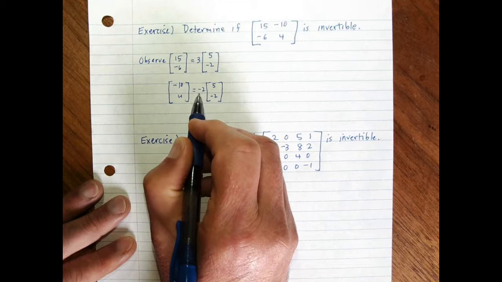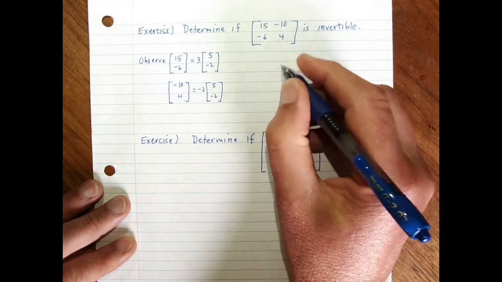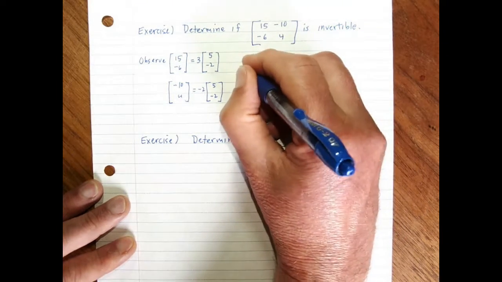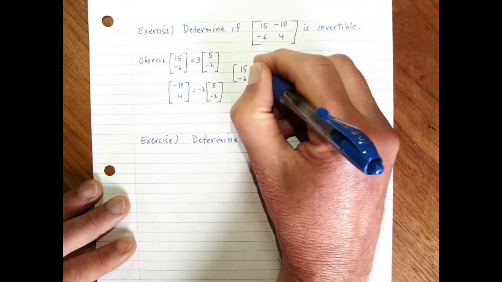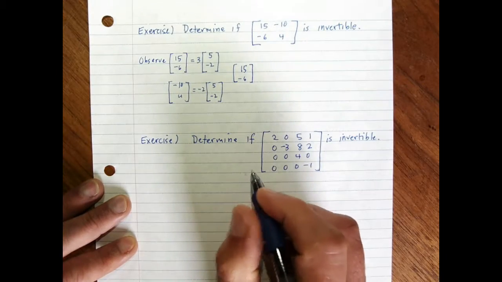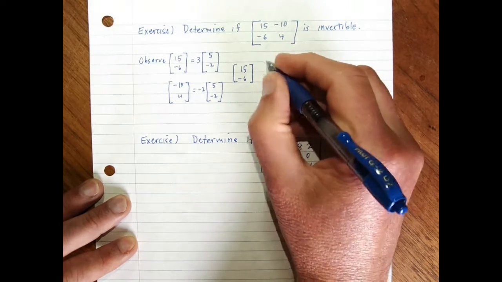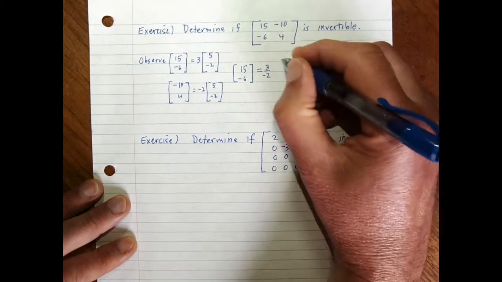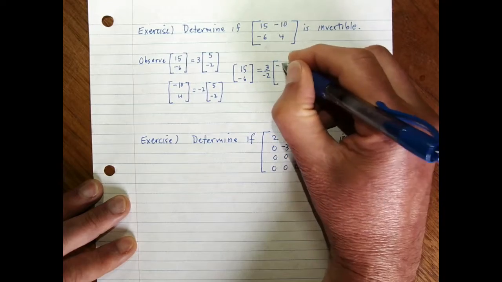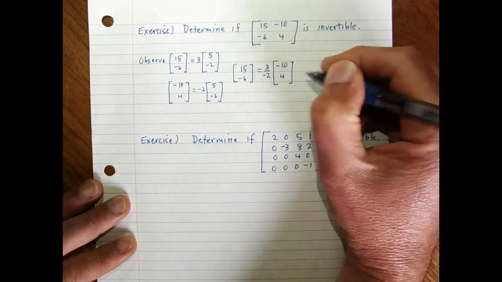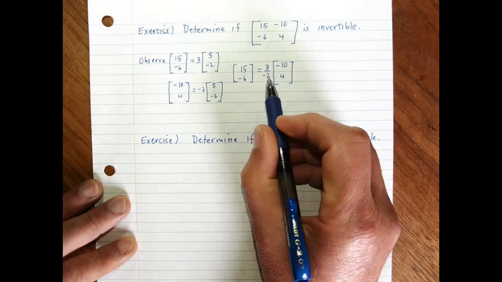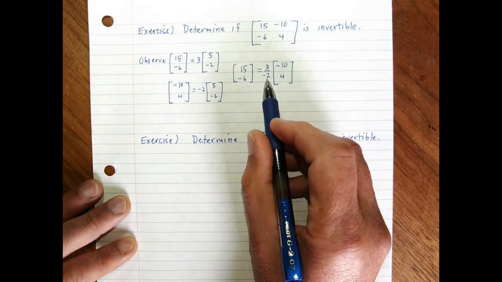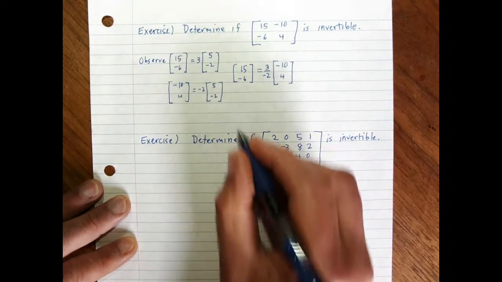Now, let me see if I can make this work here. So if I could say 15, -6 is 3 over -2 times the vector -10, 4. Is that going to work out? I divide by 2, I get 5 times 3 is 15. 4 divided by 2, -2 times 3 is -6.